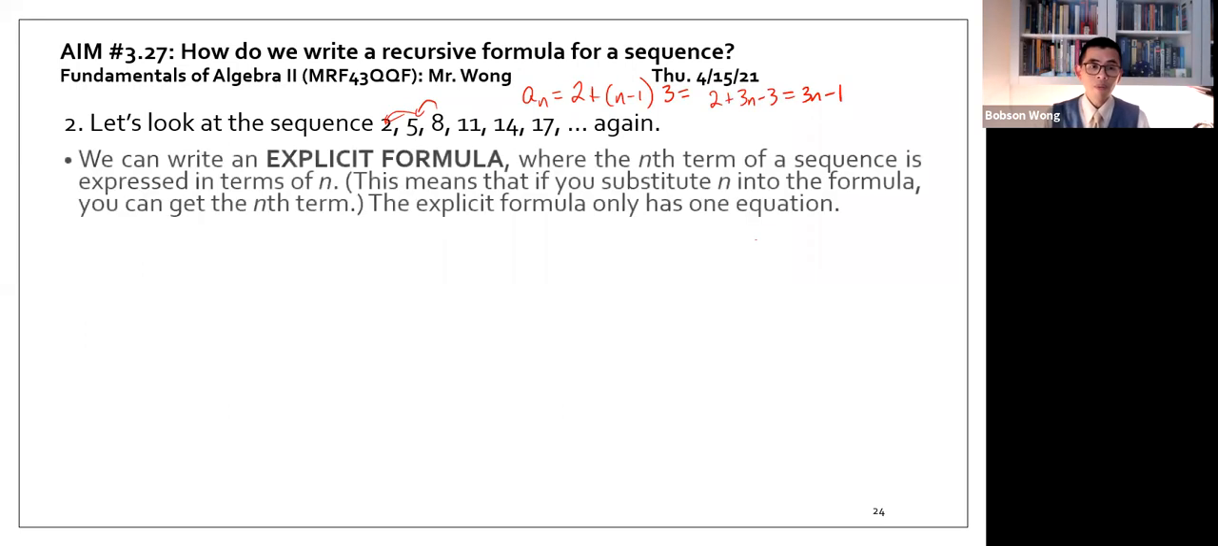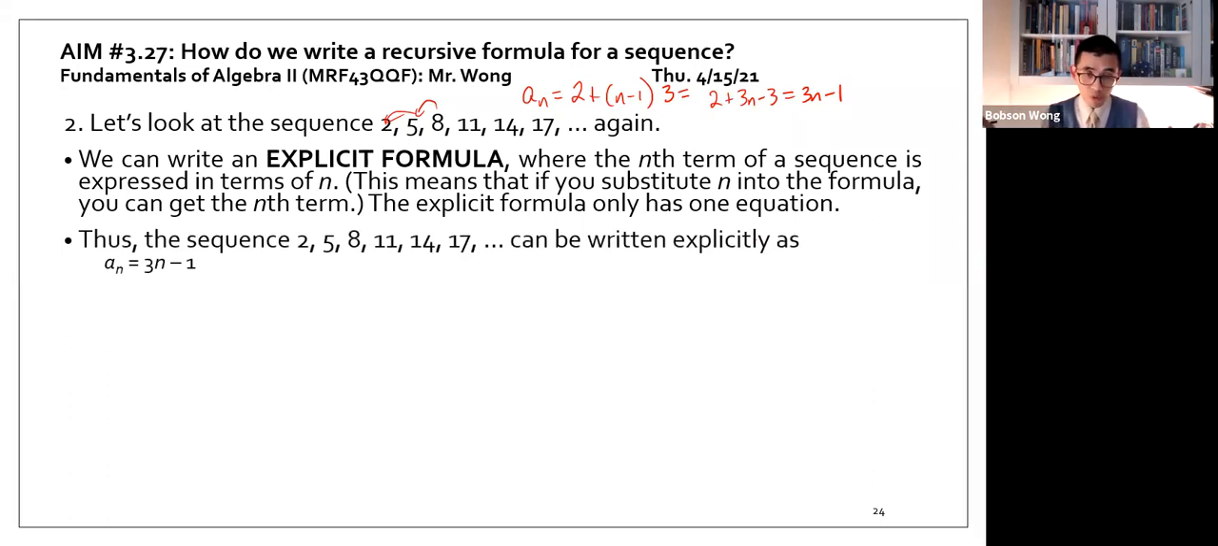We call this an explicit formula. And an explicit formula means that we write this sequence in terms of n, meaning that you can substitute any value for n, and that will give you that term. So if n is 5, that will give you the 5th term. If n is 20, that will get you the 20th term. And so we see here that an explicit formula has one equation. In this case, a sub n is equal to 3n minus 1.